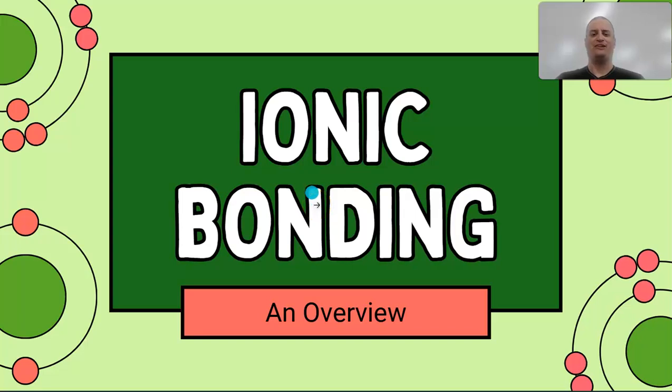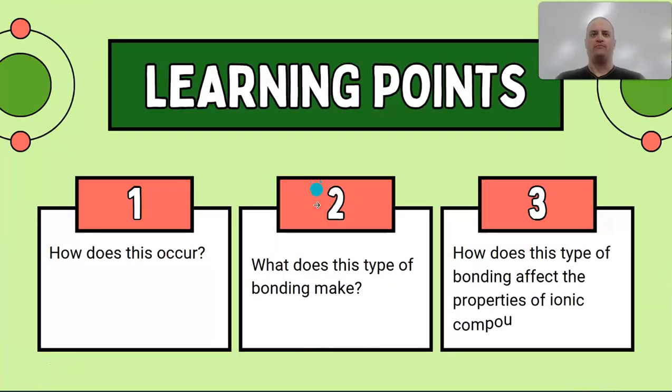Hey, today we're going to look into ionic bonding and their properties. So, some learning points. We're first going to look at how does this occur? What does this type of bonding make? And then how this type of bonding affects the properties. Those are the three aspects we're trying to get across.